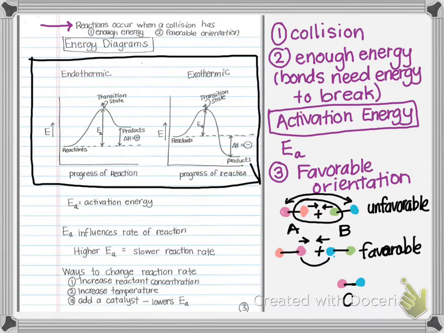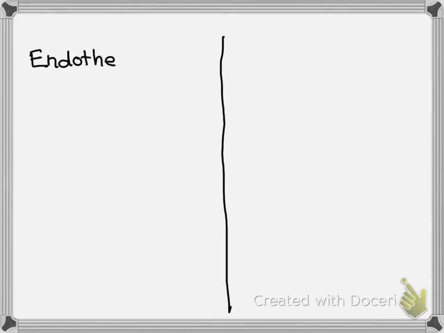You can see down here I do use EA for the activation energy, which is over here. That's the amount of energy we need for the reaction to proceed. Now what I would like to do on the next slide is redraw these diagrams, talking you through how I think about them. I'm going to draw them side by side. On this side I'm going to draw endothermic, and on this side I'm going to draw exothermic.